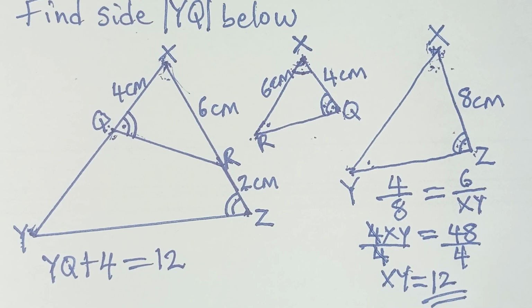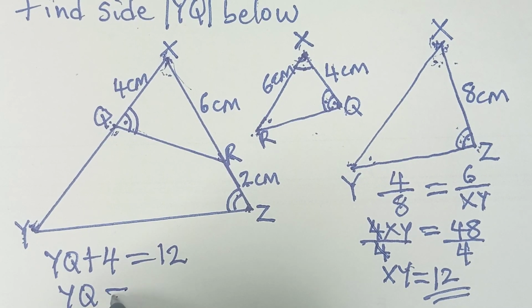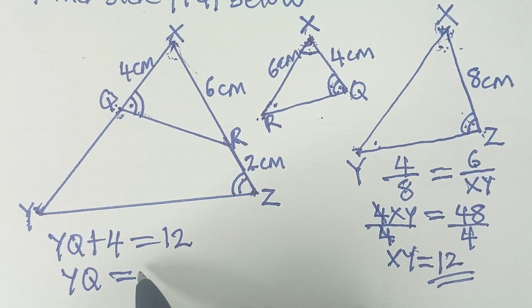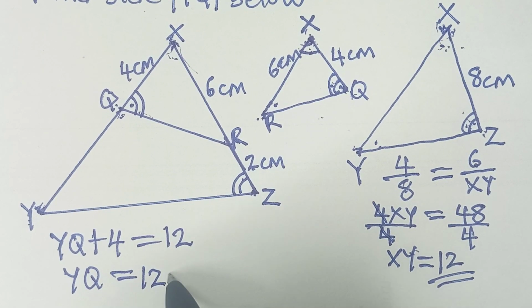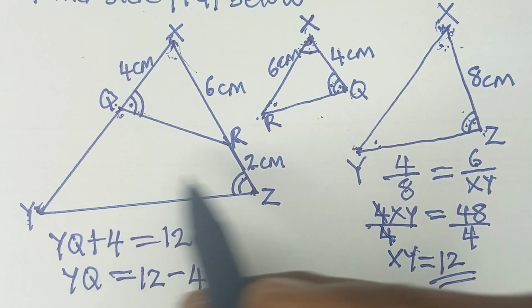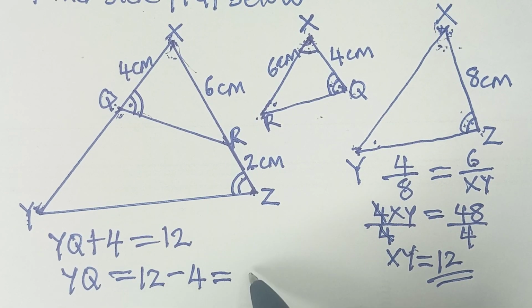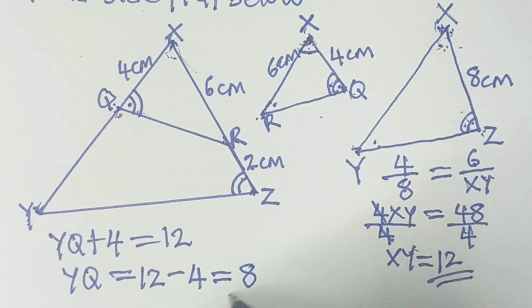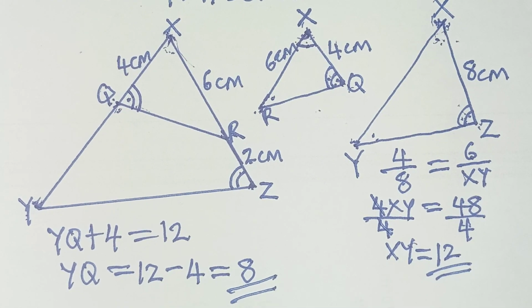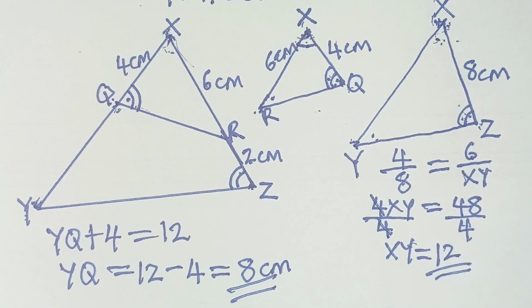So we can now say YQ will be equal to 12 minus 4. When this positive 4 goes to that side, it becomes negative 4. And 12 minus 4 will give us 8. So the value of YQ is 8 centimeters. And that gives us the final answer.